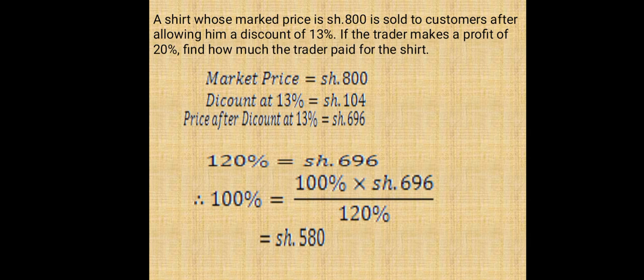Now we have 120% is 696 shillings. What about 100%? We have 100 multiplied by 696 over 120. We get 580. So the trader paid for the shirt 580 shillings.